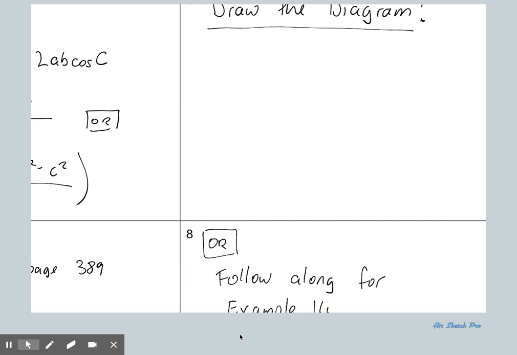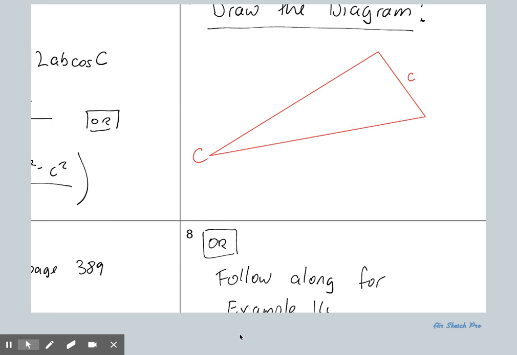So let me just draw any old triangle. Oh, I should use straight lines. Okay, now just to be controversial, I'm going to label the angle first, and it doesn't matter which one I label. So in this case, I'm going to label the pointy end as C. It doesn't matter which corner, which vertex you label as C, as long as opposite that angle, you write a little c.